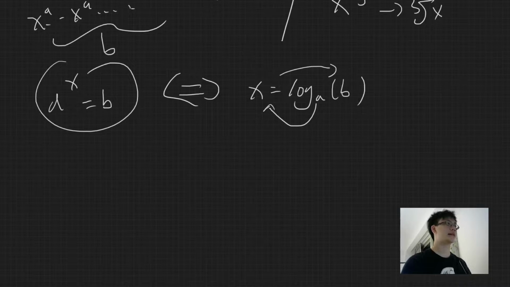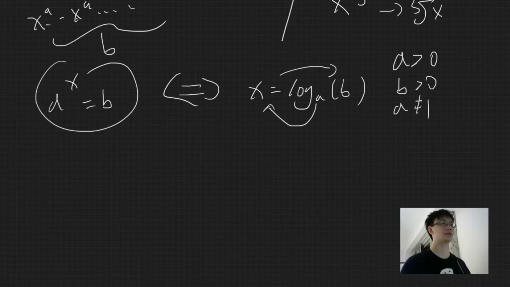And there are some important prerequisites to this according to IB. So first, a has to be bigger than 0, b also has to be bigger than 0, and a has to not equal 1. Okay, why are these happening? So b is very easy, because if a is greater than 0, then a to any power will be greater than 0. Then why do we also limit a?